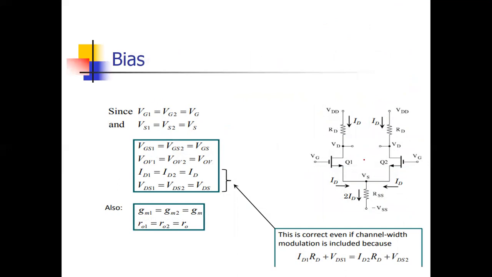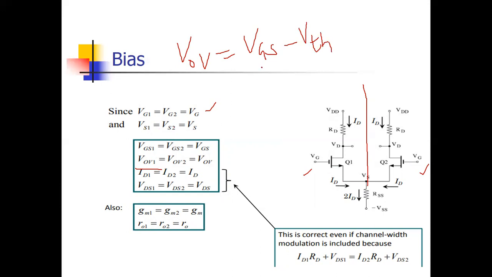Remember here, since this is gate, drain, source, this is VG, this is VG. Since we are taking identical stages, the voltage VG1 equals VG2, or you can write VG. Same in the source case: source voltage 1 and source voltage 2 equal Vs. Now VOV is the overdrive voltage, that is VGS minus VTH. VTH is your threshold voltage or cutoff voltage. So if VGS is the same for both transistors and VTH is the same, your overdrive voltage is also the same.